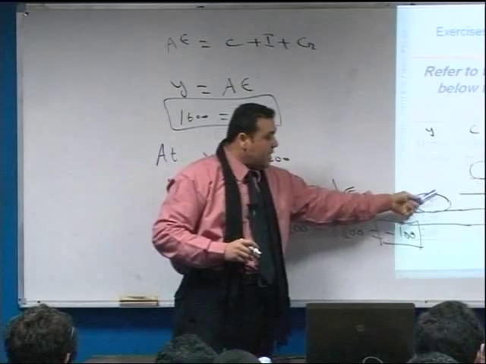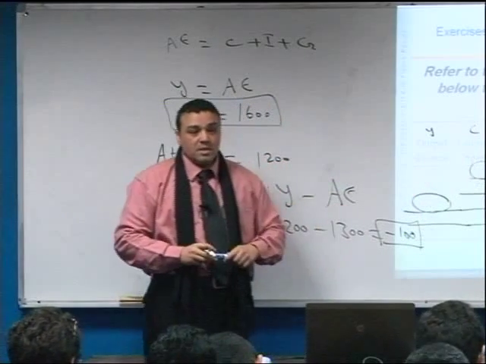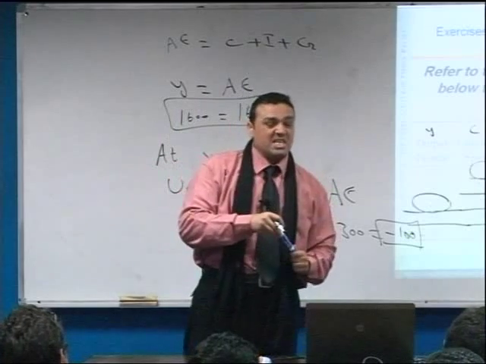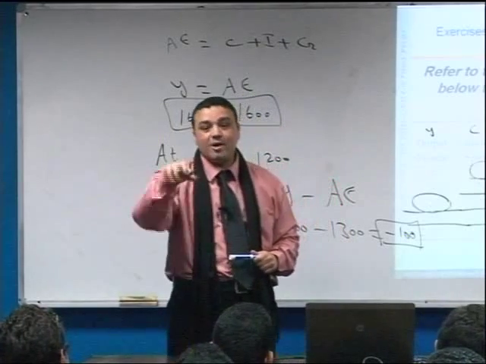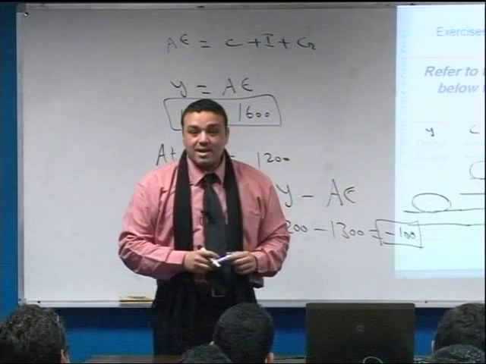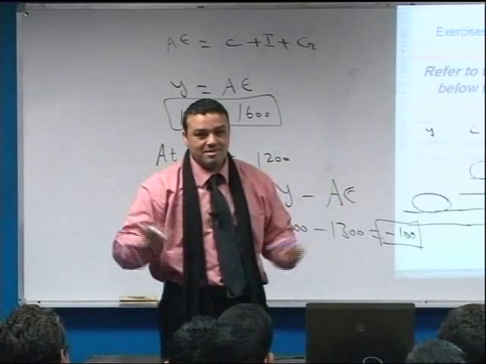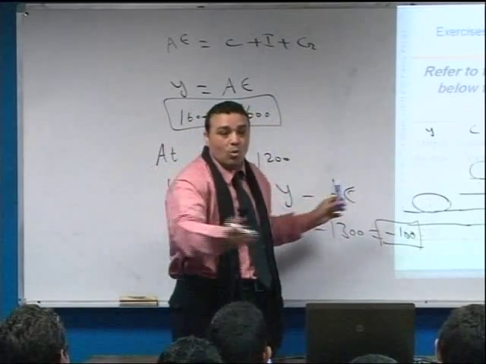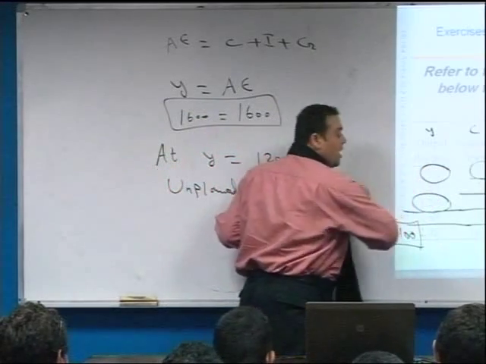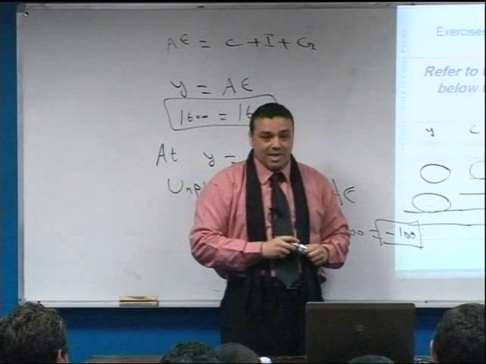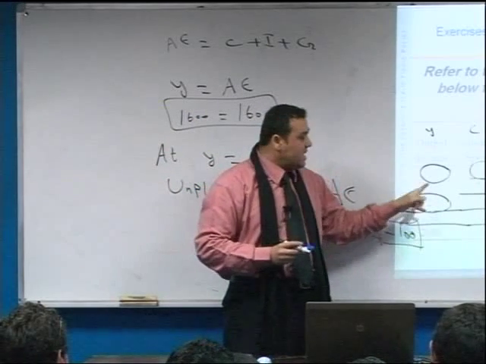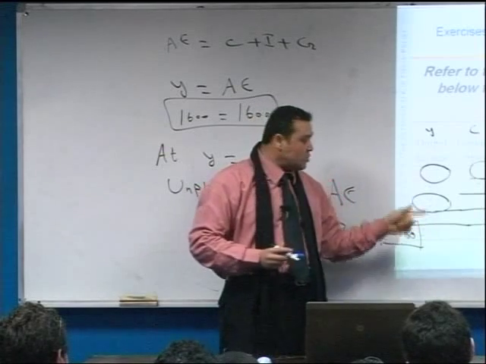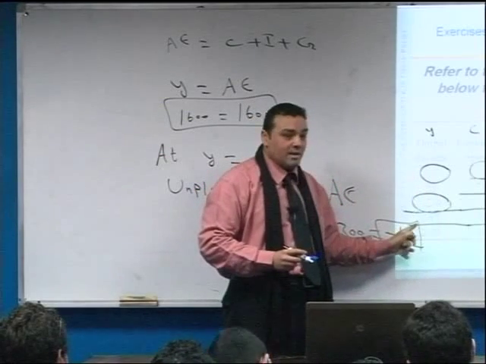At Y equals 800, is there a tendency for the output to increase or to decrease? By how much? Exactly, by 800. So the question is, suppose at Y equals $400 billion, is there a tendency for Y to increase or to decrease to reach the equilibrium at 1600?